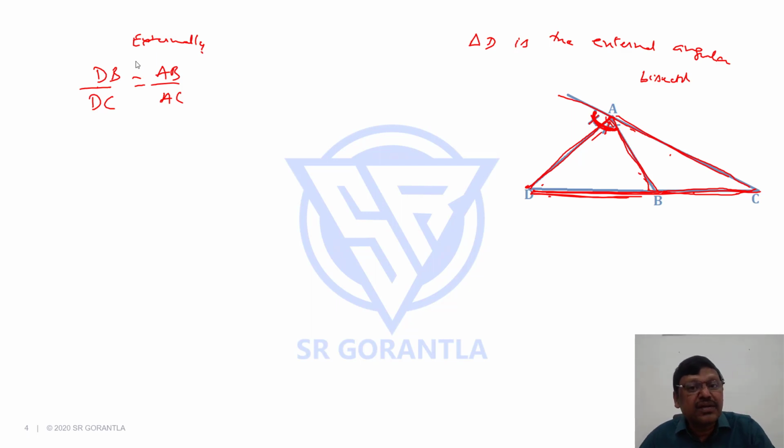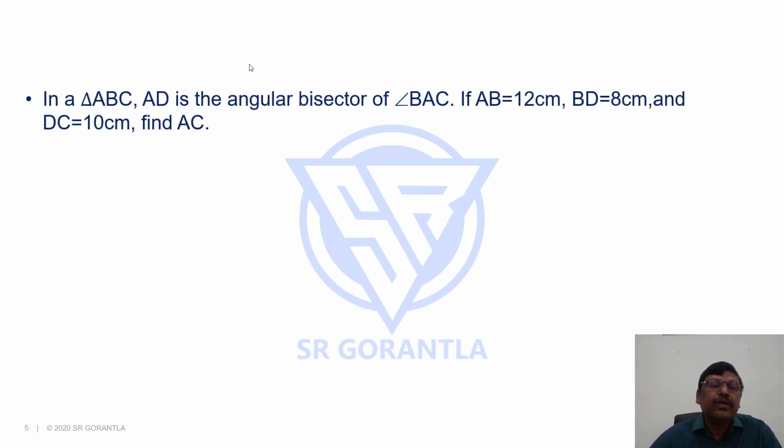So these two points are very important on angular bisectors. What is an angular bisector? The line that divides the angle into two equal parts. It can be an internal angular bisector, it can be an external angular bisector. Now, let's solve a couple of questions based on this. In a triangle ABC, AD is the angular bisector of angle BAC. AB is 12 centimeters, BD is 8 centimeters, and DC is 10 centimeters. Find AC.